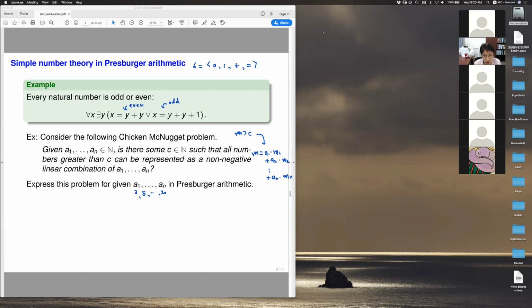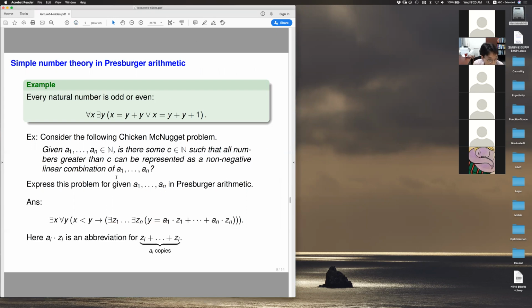Okay, so the next slide is the answer. We can express this problem like this. There exists X, which is the lower bound corresponding to C here, such that for every Y, we write a formula like this. If y is greater than x, then there always exists z1 up to zn, which are natural numbers, so they should be non-negative, in such a way that y is equal to a1 times z1 and so on.